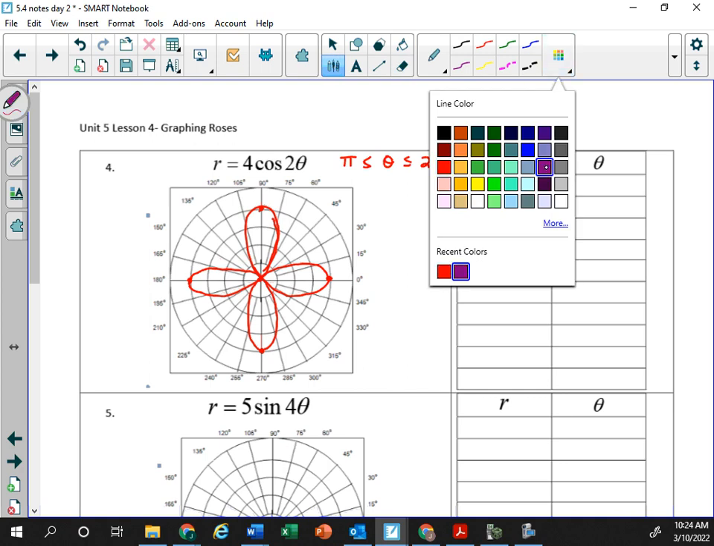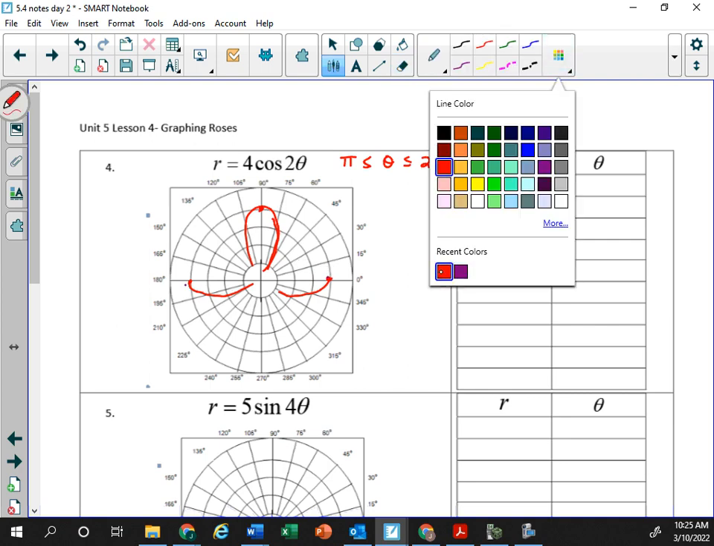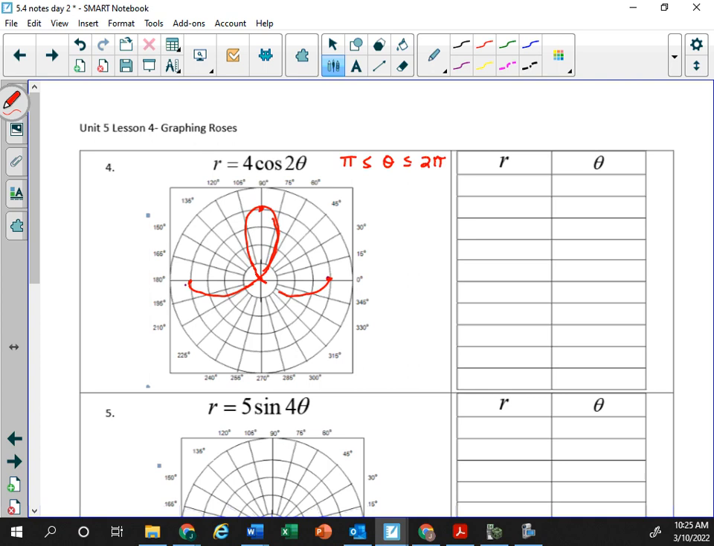Go over it in a different color. This was the first part that I drew. So the red that's left is what the actual answer should be. So let me erase. Okay, we're stuck. Hold on. I'll do more. That is what your graph should look like. Did anybody get it? Yay, good job.